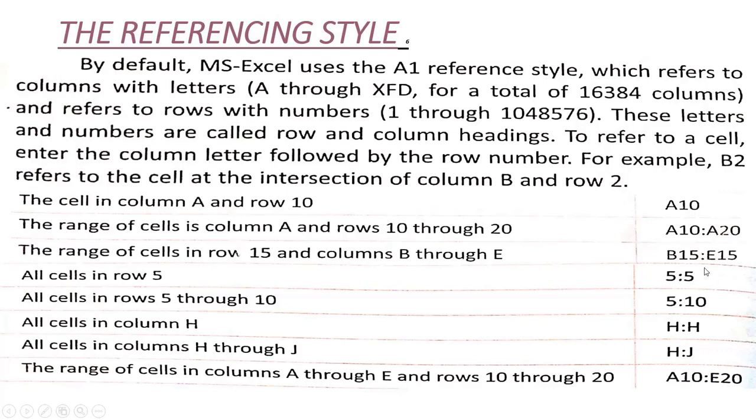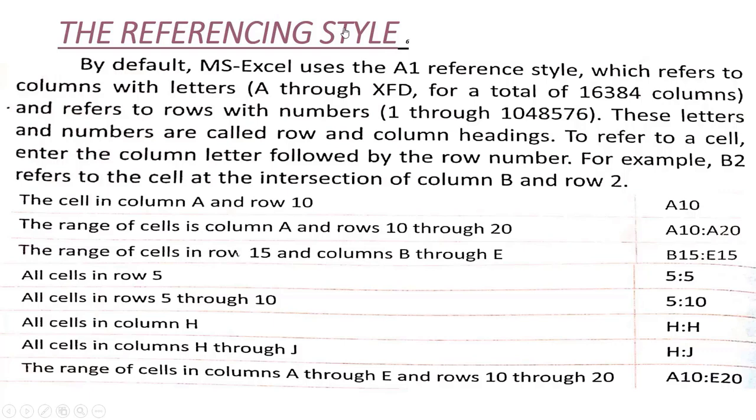Similarly, B15:E15 means cells B through E in row 15. 5:5 means all cells in row 5. 5:10 means all cells in rows 5 through 10. H:H means all cells in column H. H:J means all cells in columns H through J. A10:E20 means the range of cells in columns A through E and rows 10 through 20.